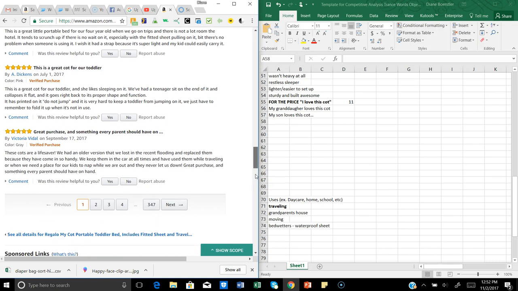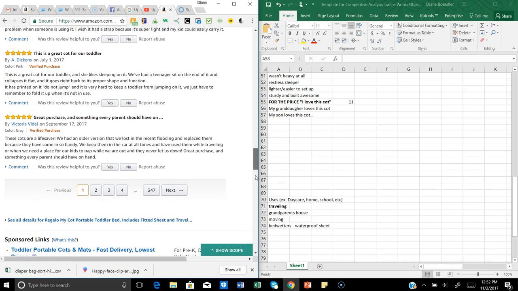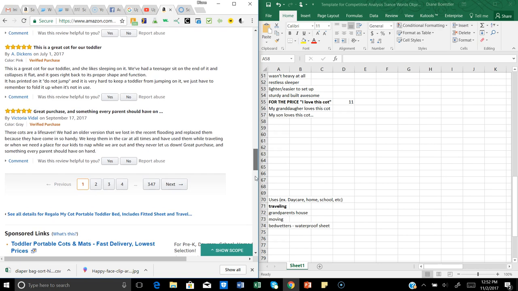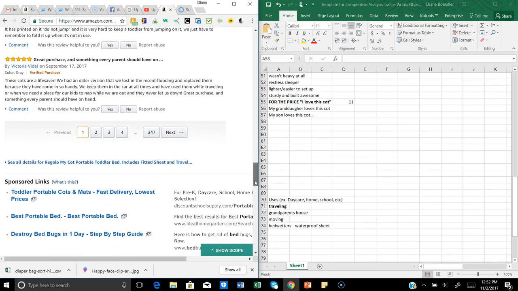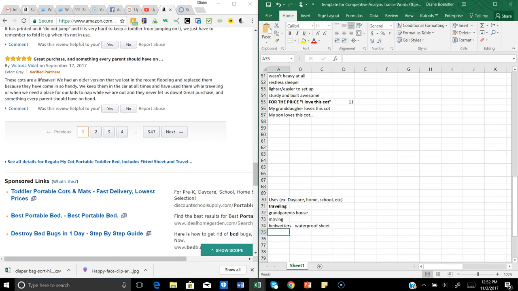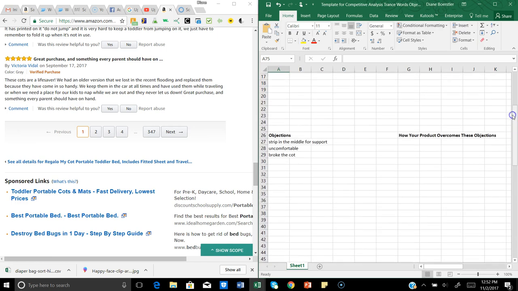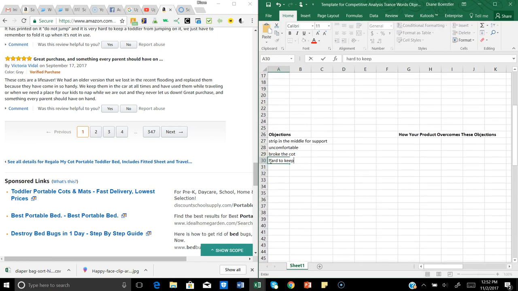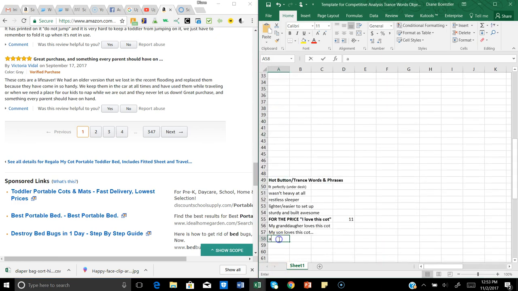Great for a toddler. She likes sleeping on it. Teenager sits on the end of it and collapses it flat. Goes right back into its proper shape and function. Hard to keep a toddler from jumping on it. That's an objection. And this may be true of all cots, but it's still something to write down. Teenager sat on it and collapsed it. A lifesaver. I like words like that. So if someone says a lifesaver, right? These cots are a lifesaver.